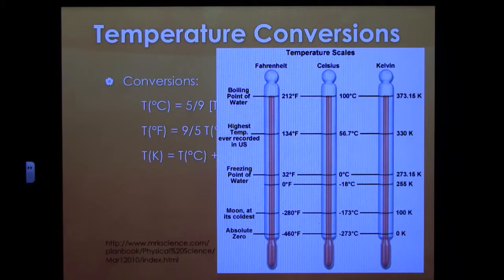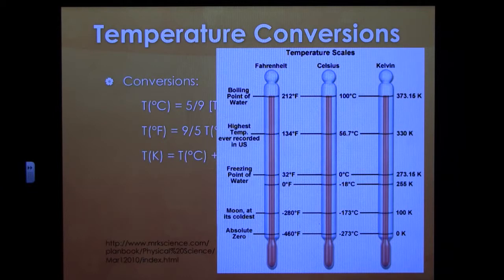As you can see, each temperature on one scale corresponds to temperatures on the other two scales. For example, water freezes at 0 degrees Celsius, which is 32 degrees Fahrenheit, or 273 Kelvin. The boiling point is 100 degrees Celsius, 212 degrees Fahrenheit, or 373 Kelvin.